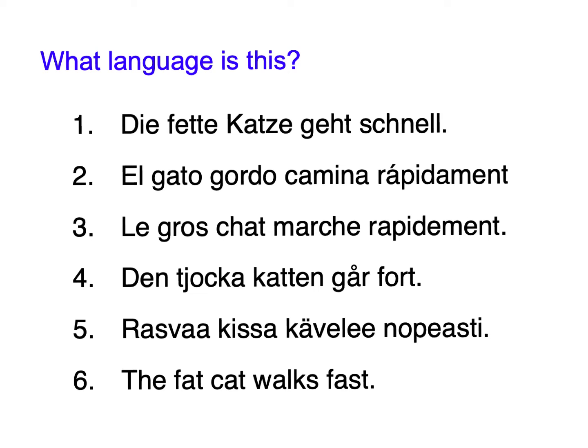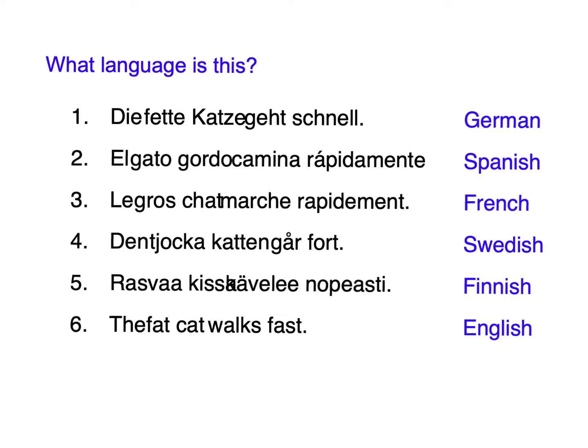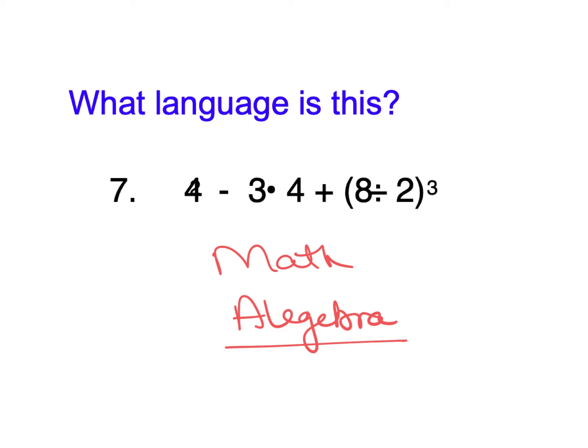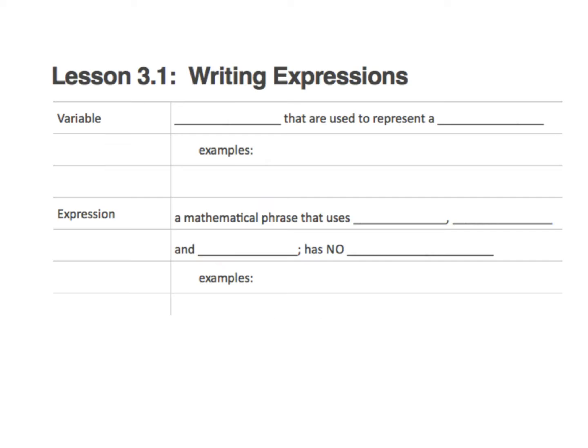So here are the answers. The first one is in German, and then we have Spanish. The next one is French. Next one is Swedish, and the next one is Finnish, although a lot of people think it's Russian, and then, of course, we have English. But what I want to know is, what language is this? This is what we call math, and more specifically, it is algebra. And that's what we're going to be working on. So let's get started with the notes.